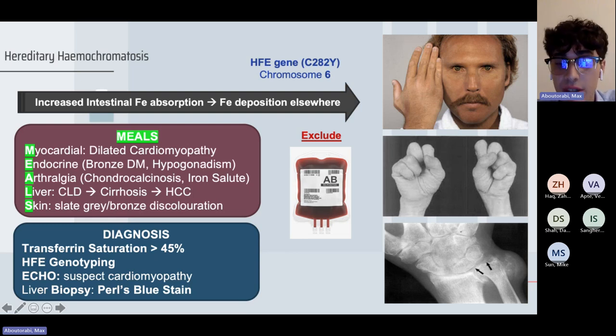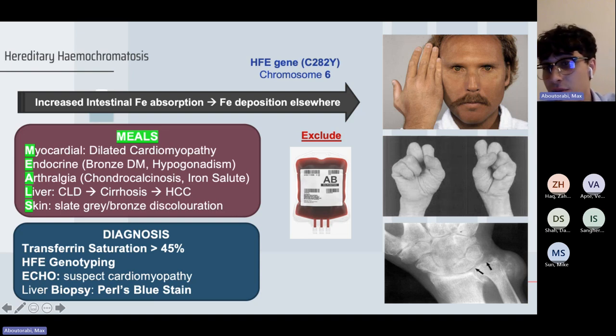You'd want to do HFE genotyping. Also consider an echo because of the cardiomyopathy. And then on a liver biopsy, you see something called Perls' blue stain, which is pathognomonic for hemochromatosis. And then in terms of the management for this, there's something called venesection, in which patients will present every week and have a certain amount of blood taken out using venipuncture. And this is the main treatment for hemochromatosis.